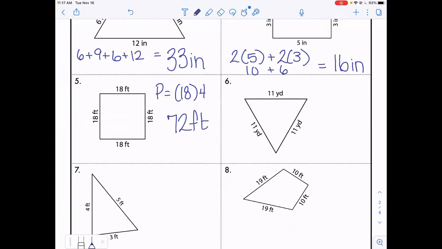Okay, number 6, excuse me. How am I gonna do that one? 11 times 3. 11 times 3, which is 33. What's my label? Yards. Try 7 and 8. Okay, hang on to your answer then.